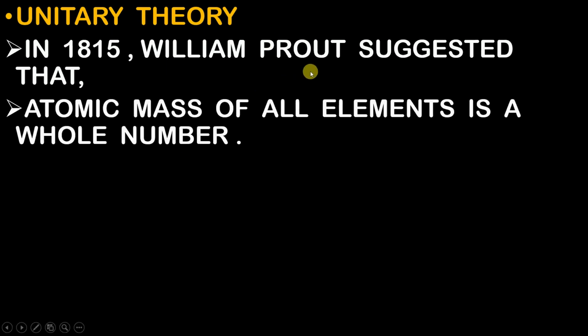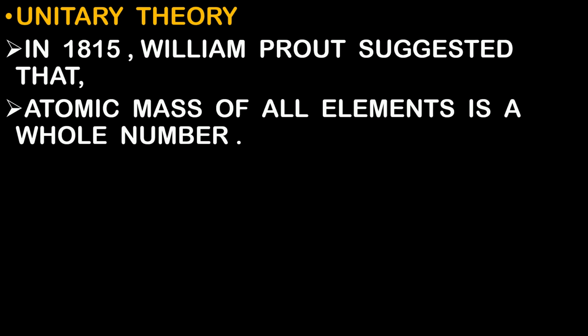In 1815, it was William Prout who suggested that the atomic mass of all elements is a whole number. Now what is the meaning of this? What is the atomic mass of carbon? It is 12. And as we all know, 12 is a whole number. What is the atomic mass of calcium? It is nothing but 40. And as we all know, 40 is a whole number.